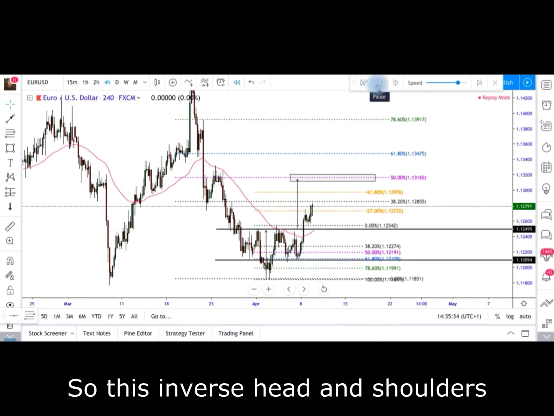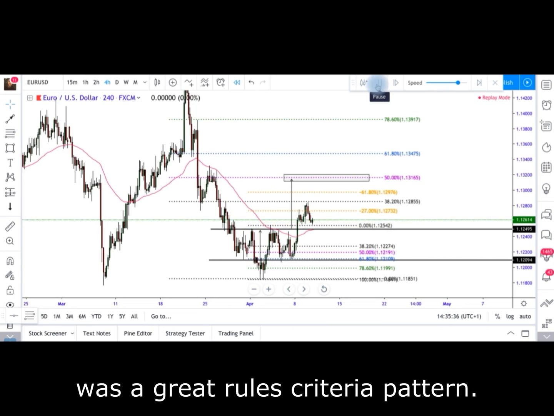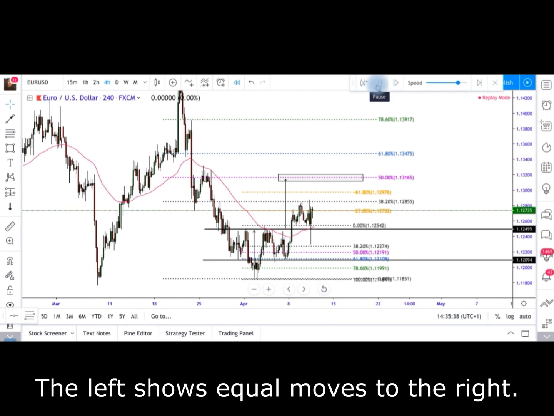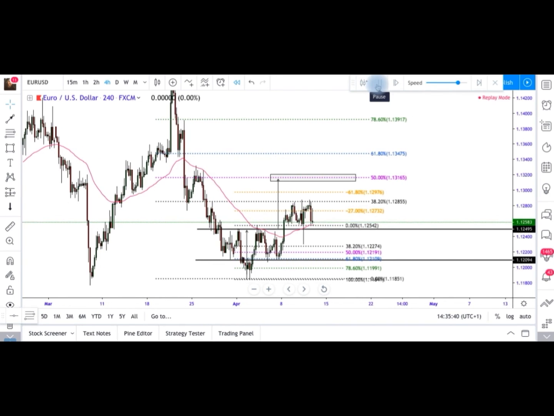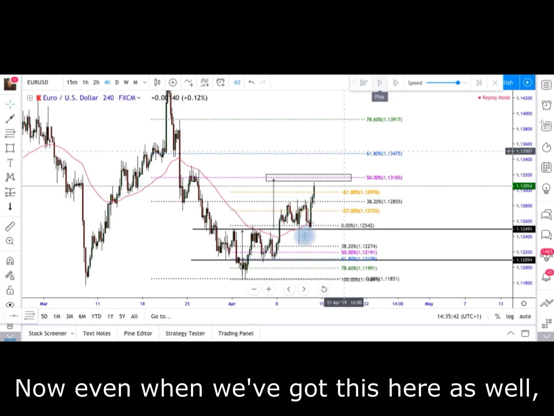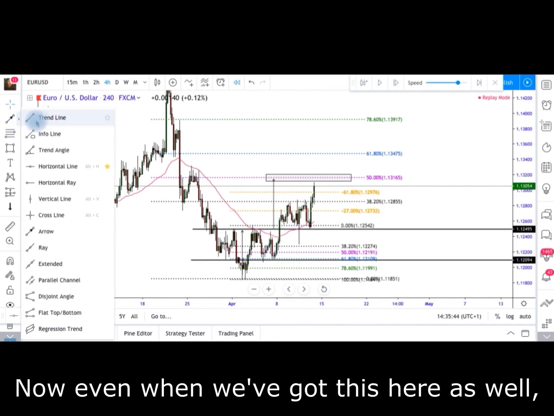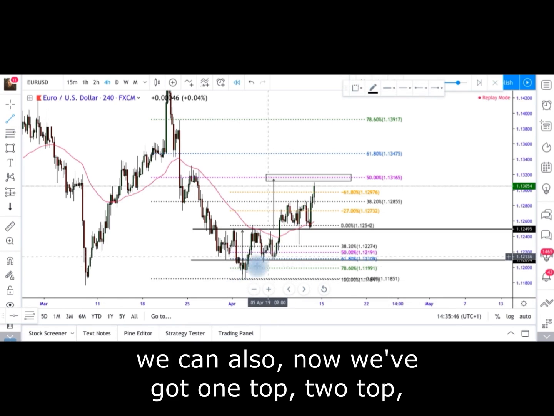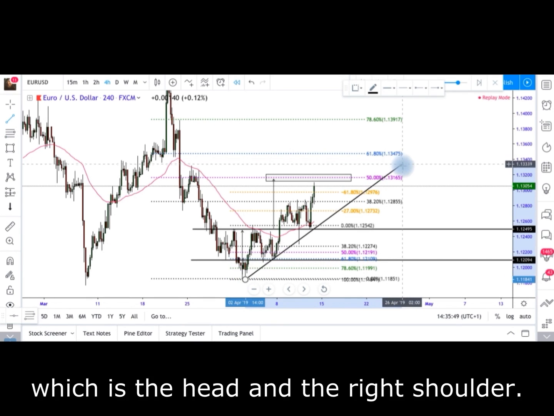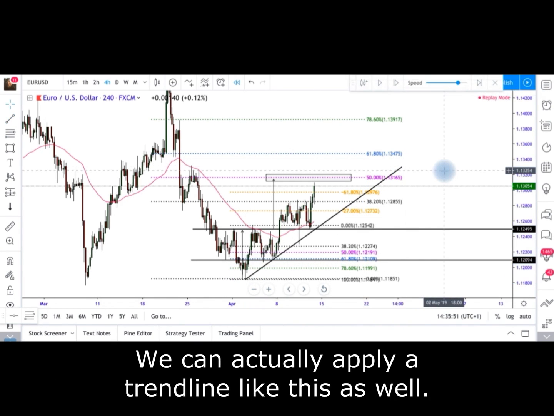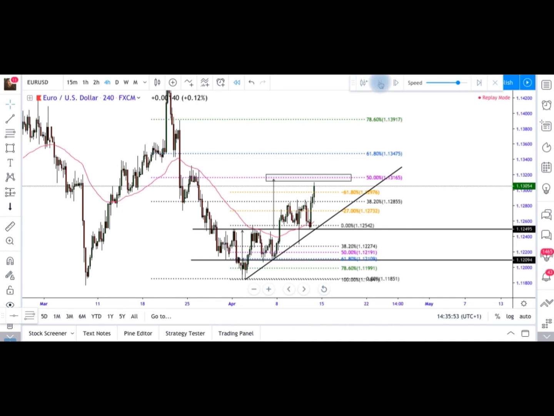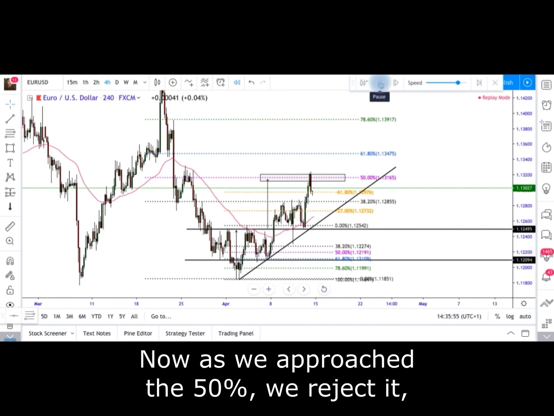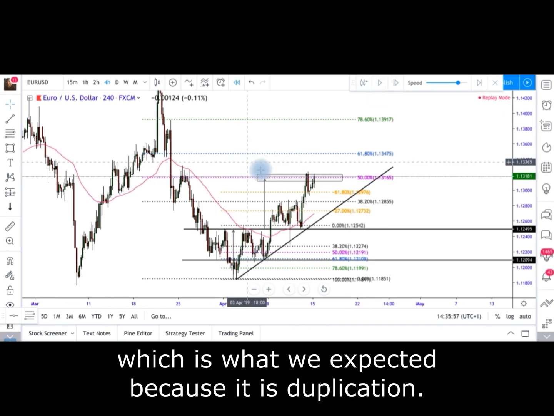So this inverse head and shoulders was a great rules criteria pattern. The left shoulder equals the move on the right. Now, even when we've got this here as well, we've now got one tap, two taps, which is the head and the right shoulder. We can actually apply a trend line like this as well. Now, as we approach the 50%, we reject it, which is what we expected because it is duplication.